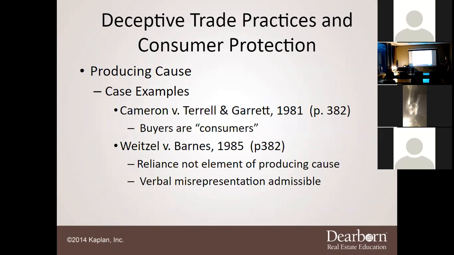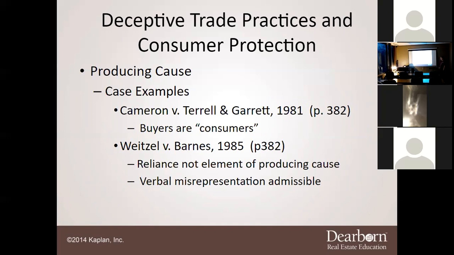Again, buyers are always classified as a consumer. Reliance is not an element of the producing cause. There doesn't have to be any reliance. And verbal misrepresentation can be admissible. If Aiden tells me, this is where you got to be very careful. That's why I'm slowly building my case on one transaction I'm dealing with. In this situation, me and Mr. Grossman are working on a transaction right now, and the agent the other day said, well, I guarantee we're going to get this deal done.